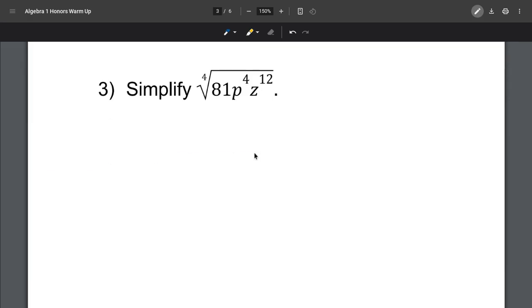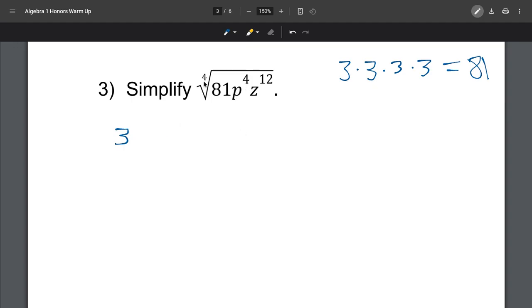Okay, in problem 3, we are simplifying the fourth root of 81p to the fourth, z to the 12th. So first, we're going to take the fourth root of 81, which is 3. The reason for that is because 3 times 3 times 3 times 3 equals 81. So that's 1, 2, 3, 4 3's. So the fourth root of 81 is 3.